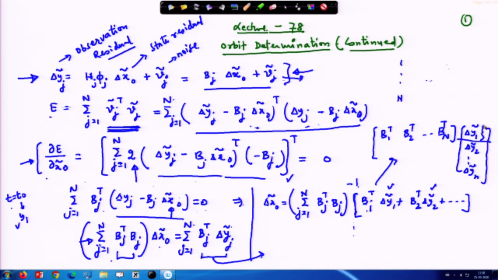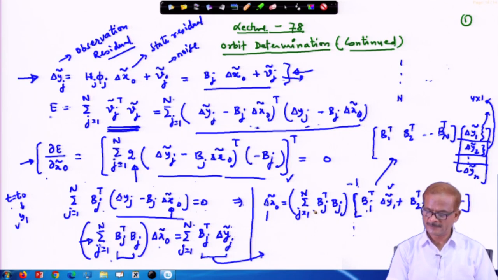From here to here this makes a 4 into 1 vector, and again this is a 4 into 1 vector, and the same way. If you actually code it on the computer, it is very easy to do; you do not have to worry so much. In the mathematics it may appear very complex, but once you code it, it becomes easy. So, this is the correction to be given. You have made n observations, then you give the correction to x tilde 0.